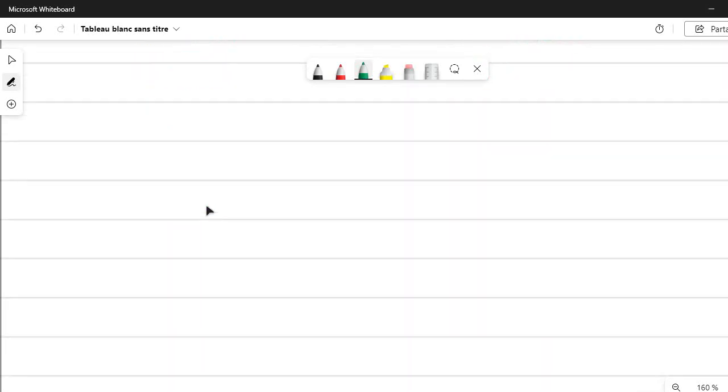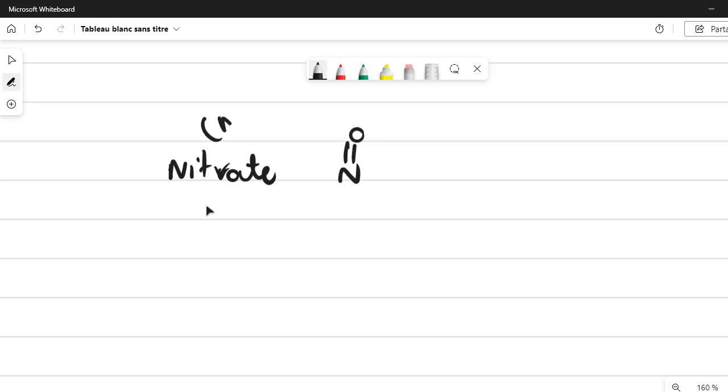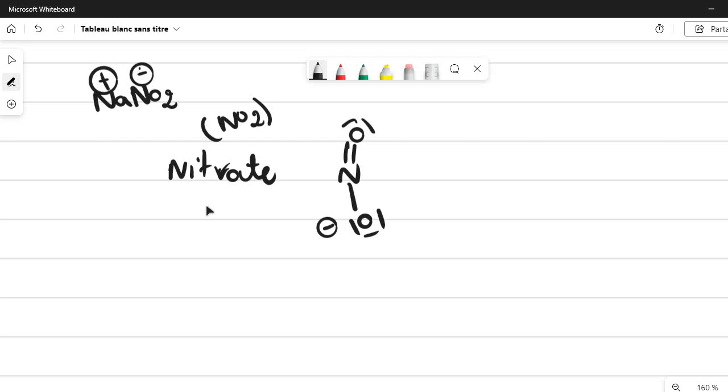Okay, so you need to know this reaction. Starting from a nitrite, which is NO2, okay, so NO2, we can write it generally like this, NaNO2, okay? So plus and minus here. So we say NO2 minus.